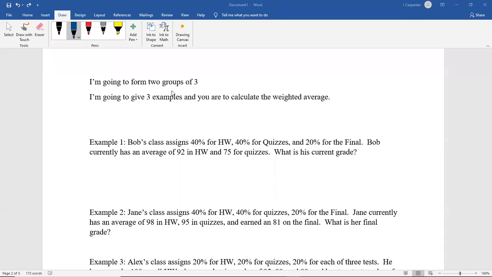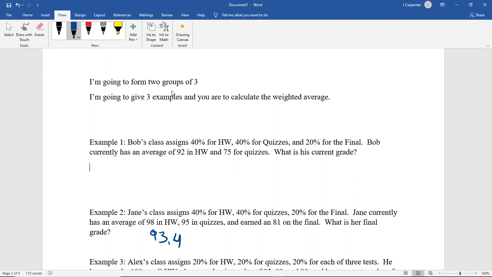20%. So, is it 20? I can do it. 0.2 times 100. For example 2, is the answer 93.4? Yes, it is. Do y'all have an answer for example 1? I heard 93.4. I heard 83.4. Are we 93 for the first one? I got 66.8.